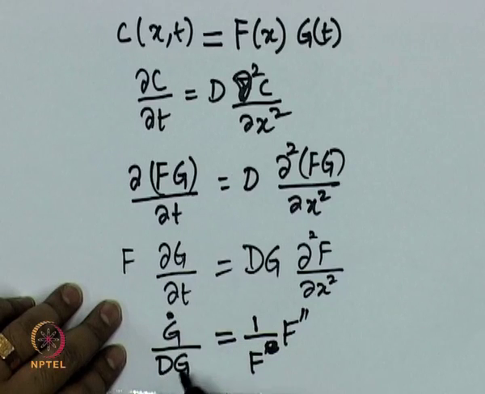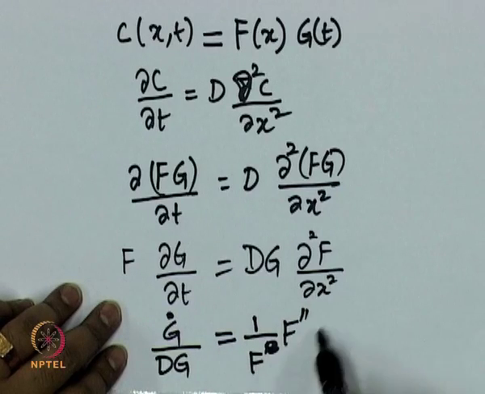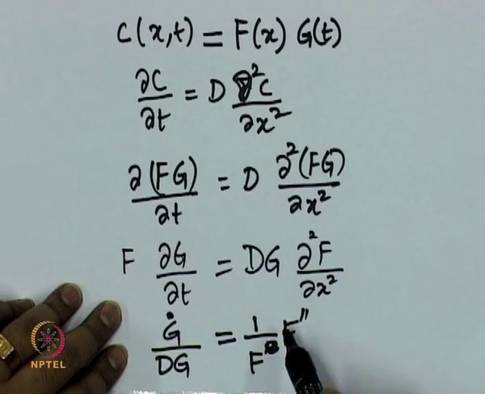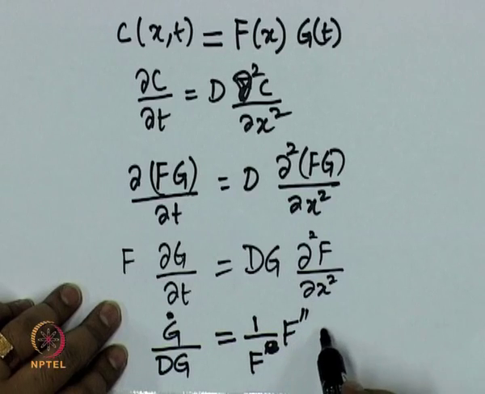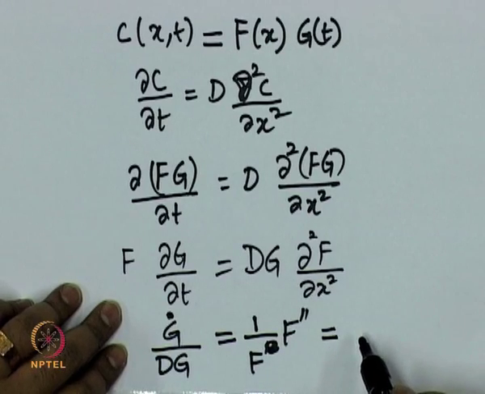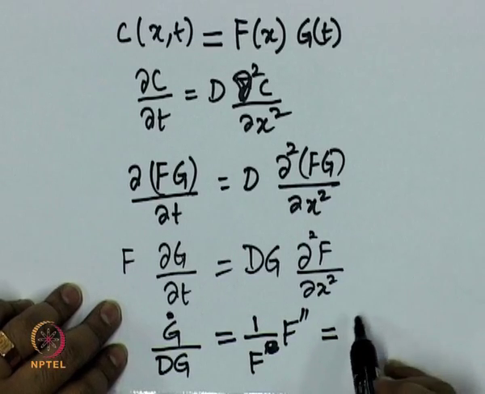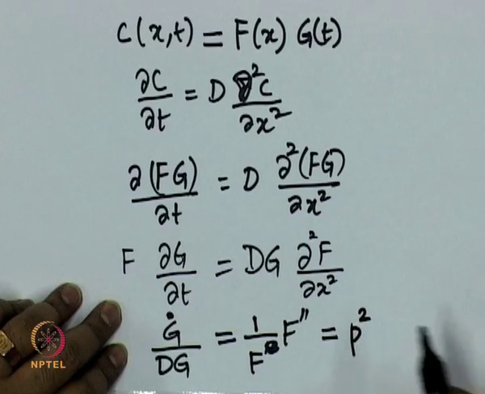Now, this side is only a function of time and D is a constant. This side is only a function of position. So, we are going to assume that all of this is equal to some constant, and I am going to assume that the constant is p squared. Okay, you will later see why.